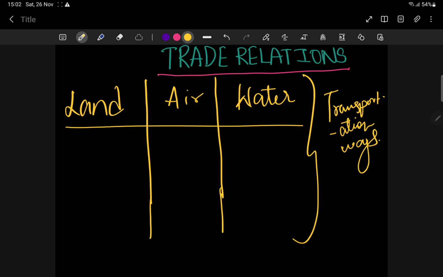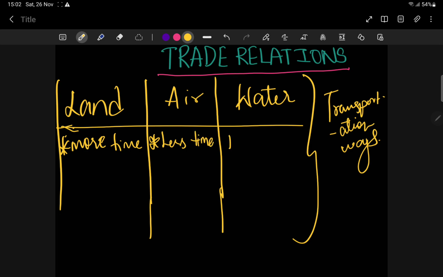Now, if you transport through land, it takes a lot of time, of course. Here land, more time. If you see aeroplanes and all, they will take less time. Of course, railways also come under land only. Here you can consider railways also. They also come under land only. Now, if you take water, it also takes more time again. Okay.